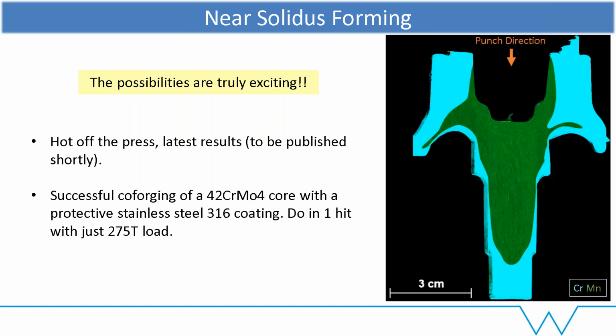And we did. So this is an XRF trace just to really highlight how the two materials are deformed together. And as you can see, we've got the stainless steel fully encapsulating the 42 chrome moly. So from a corrosion point of view, the outside shell should behave as if the part was entirely made out of stainless steel, but we've still got a good 50% of the material made out of the cheaper 42 chrome steel. So that's really exciting.